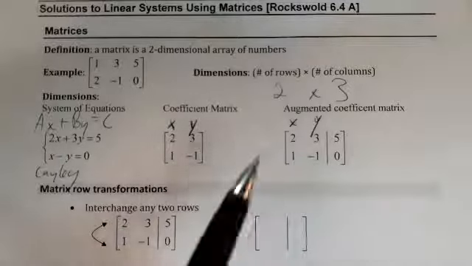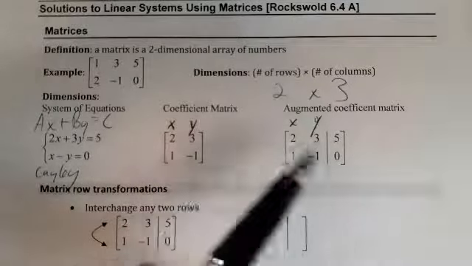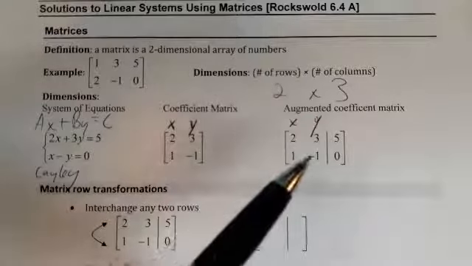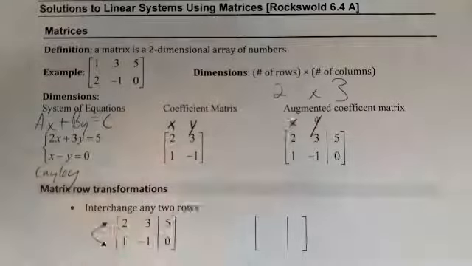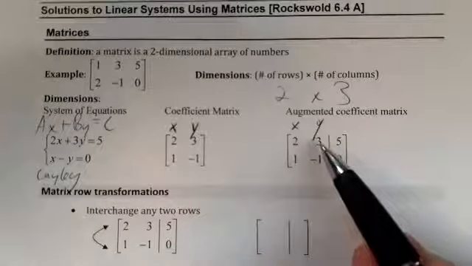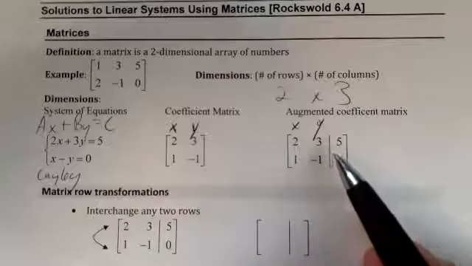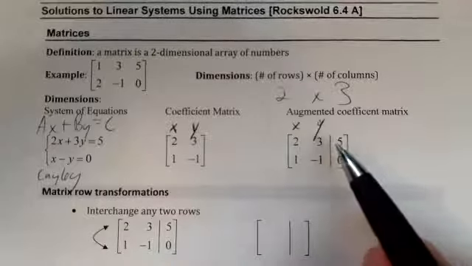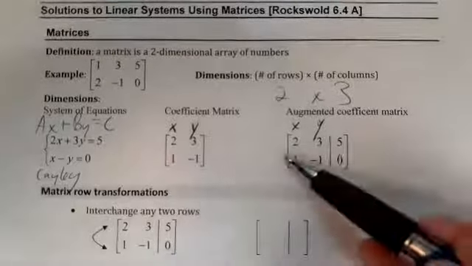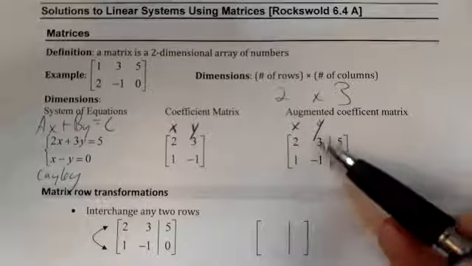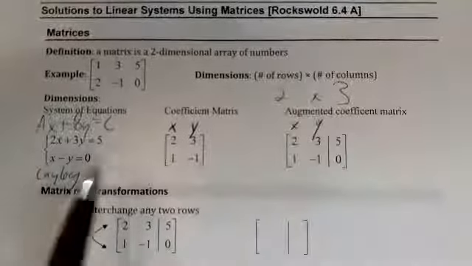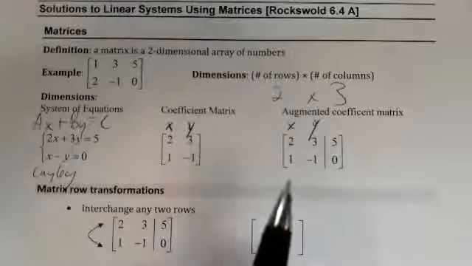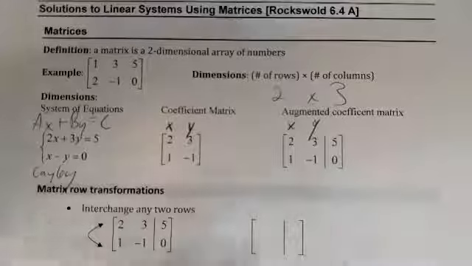We're almost never going to do this. We're almost always going to jump to the augmented coefficient matrix. And so these are my x's, these are my y's, and this is the equals some kind of constant over here. If we go back and plug this in, this looks like 2x plus 3y is equal to 5, which is this first equation right here. Same thing with this. This is 1x minus 1y equals 0. That's what this equation looks like right here.